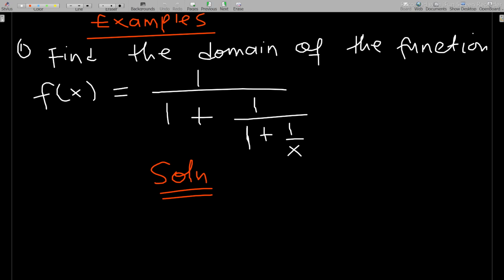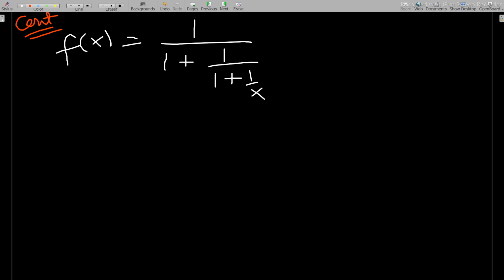So the actual function is f of x equals 1 over 1 plus 1 over 1 plus 1 over x. Now let's think about this. When x is equal to 0, what will happen? So when x is equal to 0, we'll get something like this. Since I have a fraction, and x is a denominator, that is what I'm trying to put in 0.